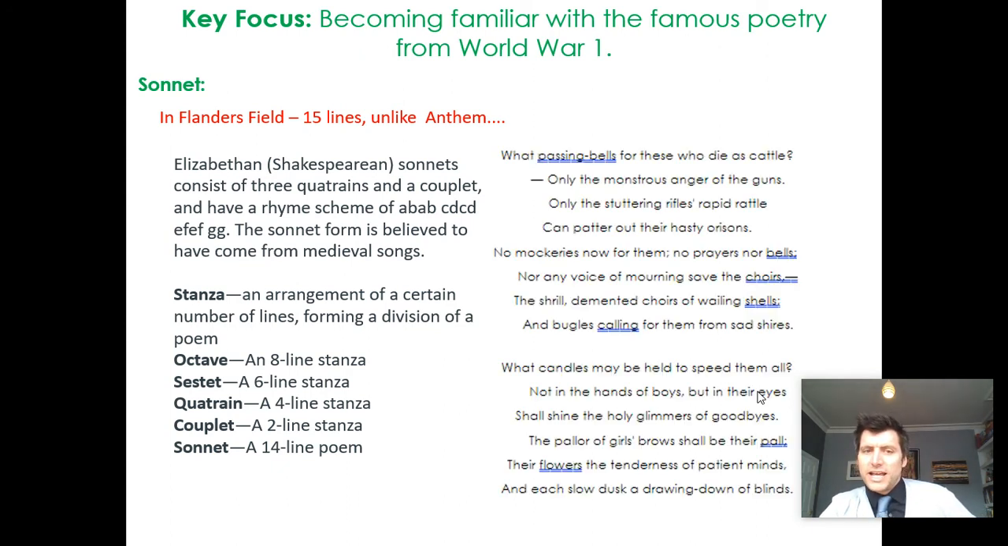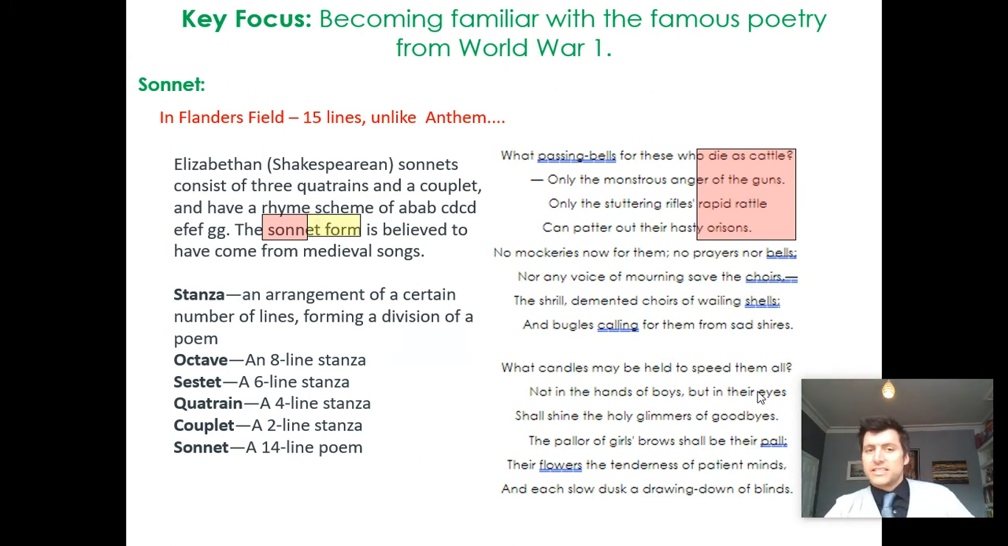A sonnet normally has this structure of A, B, A, B, C, D, C, D, E, F, E, F, G, G. That's the rhyming pattern. So you can see A, B, so cattle and guns. Then you can see A again, so cattle rhymes with rattle, and then guns rhymes with sons, okay?